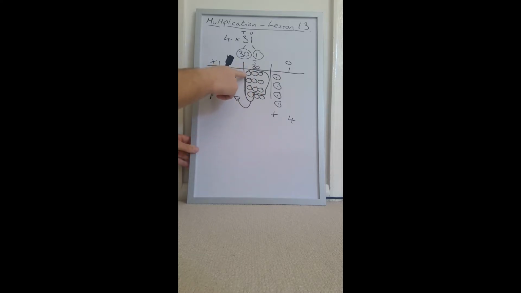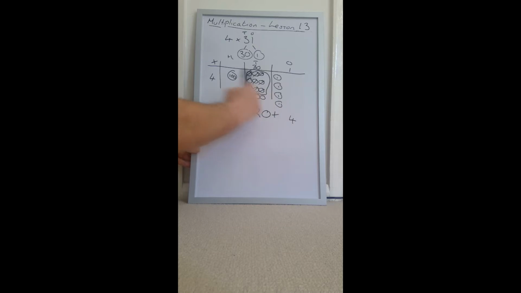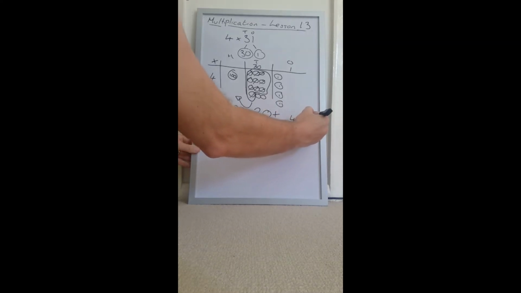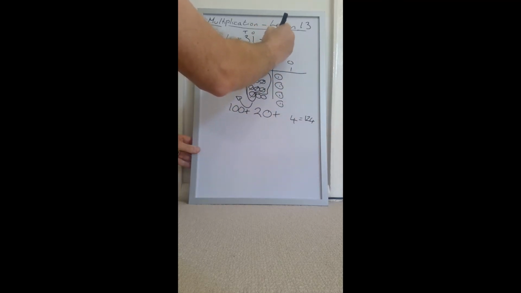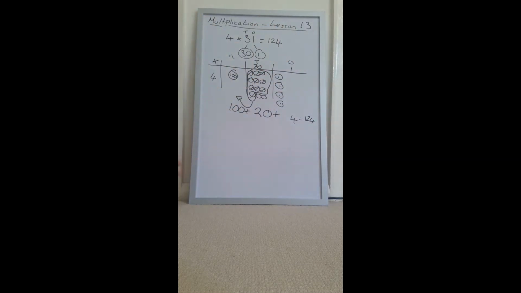I double check just to make sure: 10, 20, 30, 40, 50, 60, 70, 80, 90, 100. And you may mark them off as well, just to show that you've done that. Count up what's left: 10, 20. Don't forget the hundreds column, 100. And then I recombine 100 plus 20 plus 4, which equals 124. So that's been the traditional method that we've been using.